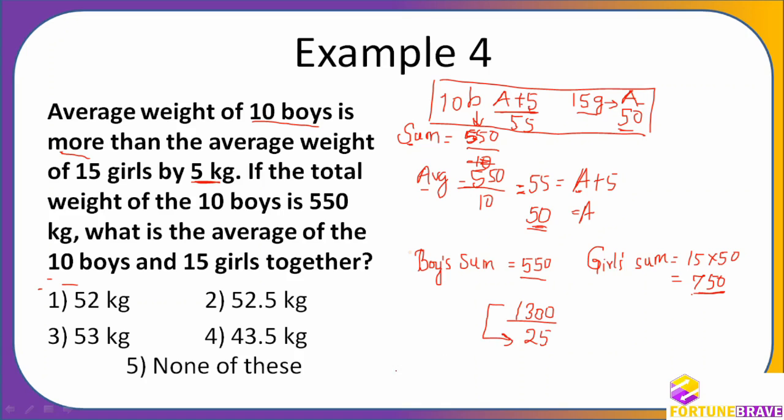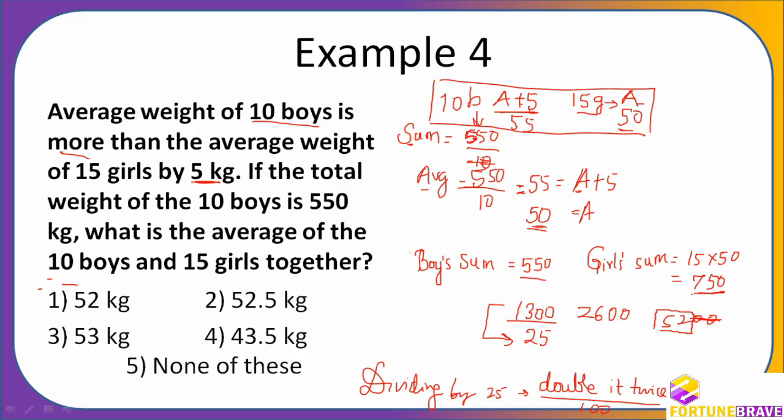Whenever you are dividing any number by 25, here is one more clue I am telling you. Whatever number is there, you double it twice and divide by 100, that means 2 decimals less. So 1300 doubled is 2600, doubled again is 5200, divided by 100 is 52. That is the answer.